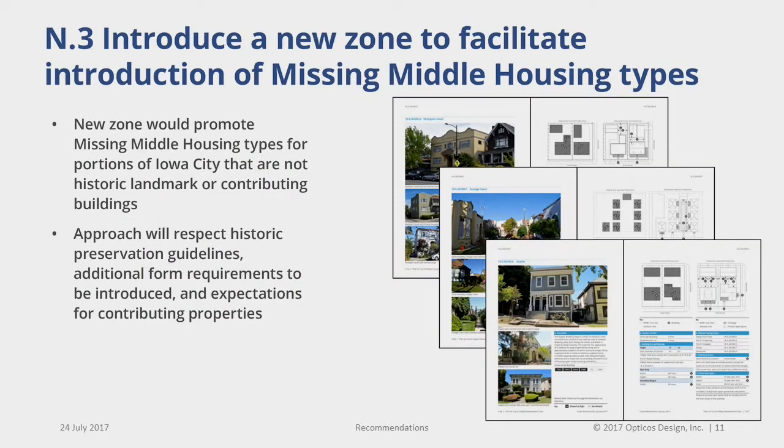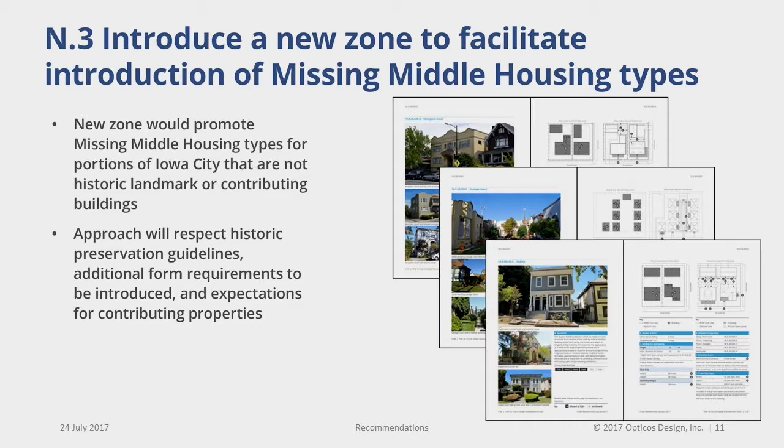So when we talk about those types, like those side-by-side duplexes or small runs of townhouses or the Cottage Court, these are opportunities to think about on those parcels that aren't a contributing parcel or aren't a historic landmark parcel. How can we think about allowing a slightly more diverse set of housing types that can be family-friendly?